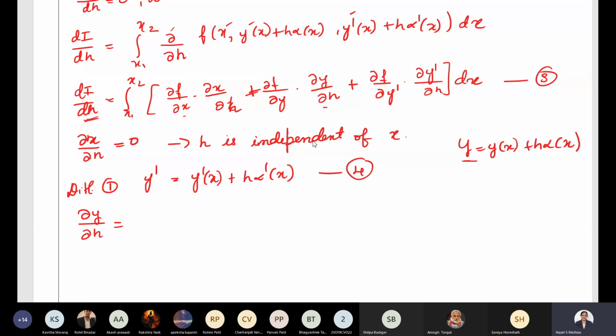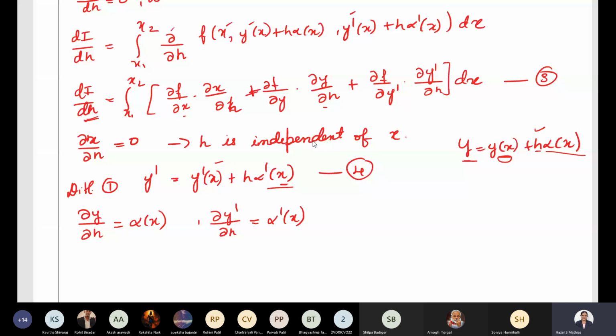When you differentiate y with respect to h, this term will become 0 because we are differentiating with respect to h. So what do we get? Only alpha x, because differentiation of h will be 1. So dou y by dou h will be alpha x. Now from 4, what will be dou y dash by dou h? We are differentiating this 4 with respect to h. So this term will be 0, and this term will be alpha dash of x.